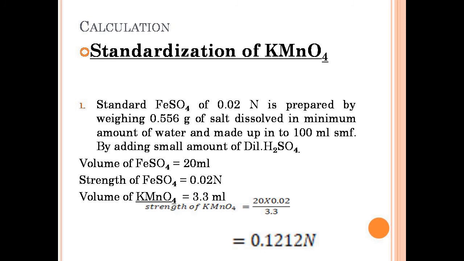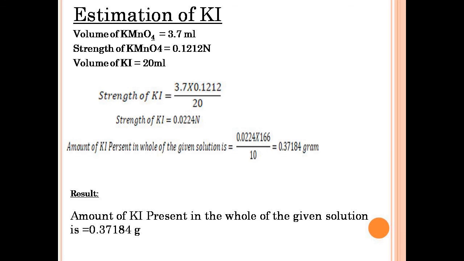Then the volume of ferrous sulfate taken for the first titration is 20 ml and the strength of ferrous sulfate is 0.02 normal. The volume of KMnO4 required for this titration is 3.3 ml, from which the strength of KMnO4 is calculated as 0.1212 normal.